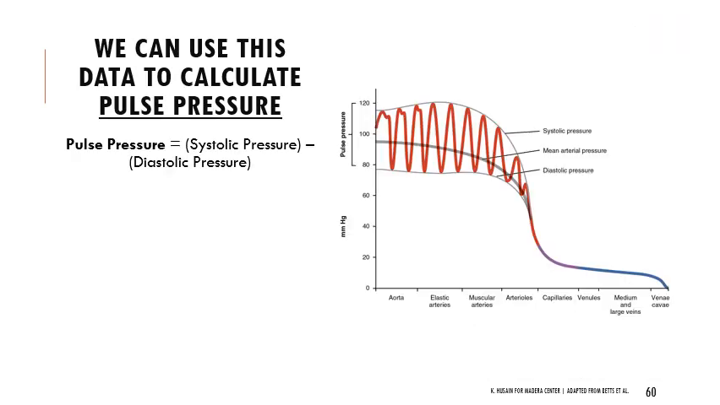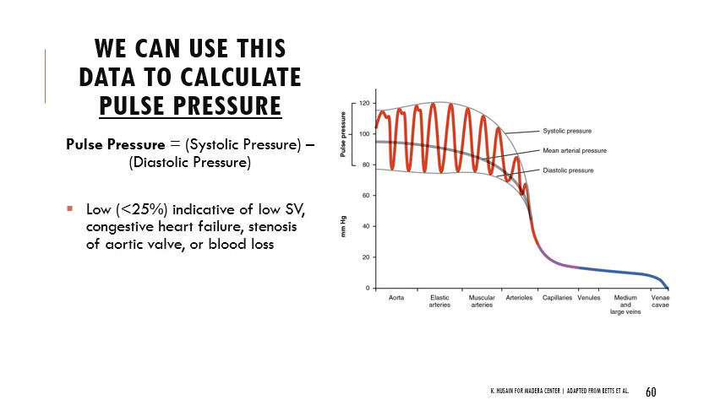All right, so when we collect data about blood pressure, one thing that we can actually calculate is pulse pressure, which is an important metric for patient health. We calculate that by subtracting the diastolic pressure from the systolic pressure. And so when we have a low pulse pressure of less than 25%, that indicates low stroke volume. It might indicate congestive heart failure, stenosis of the aortic valve, or blood loss. So the numbers themselves are important, but also the difference between the numbers is also important.